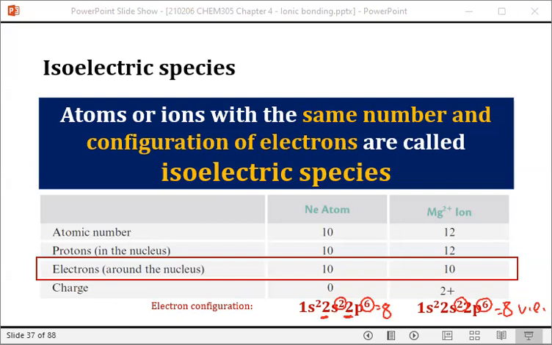They have the same number of electrons. They both have 10 electrons. Let's make that a check mark. They both have 10 electrons, and they both have the same electron configuration. So that means they're isoelectronic to each other.